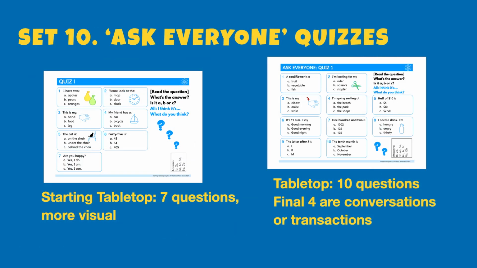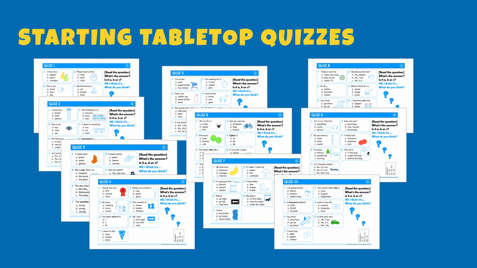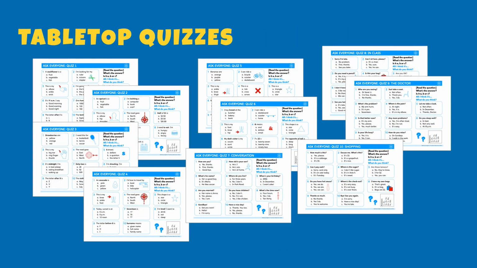Set 10 quizzes have a little interactive element still, where learners take turns to read the questions and ask everyone else, what's the answer? And other people give their answer and say, what do you think? And you can see there are just 7 questions for starting tabletop and 10 for tabletop. So you can see that the starting tabletop quizzes are a little more visual, and the tabletop quizzes are both visual and text-based.